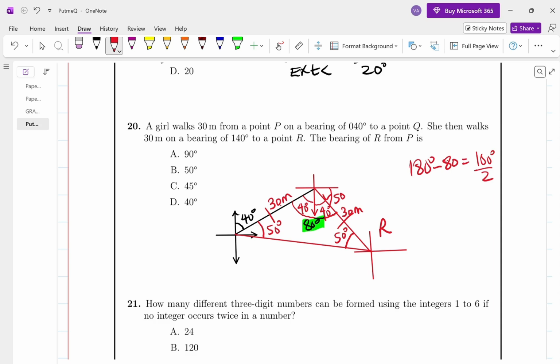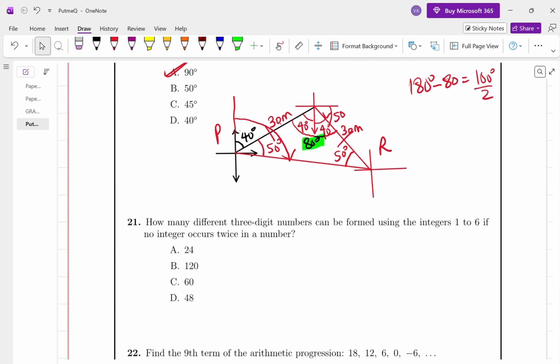Next, 50, 50. It says the bearing of R from P. So this is our P. You're going to count from the north till you meet the line that goes to R. So that covers 40 degrees and 50 degrees. When you sum this up, you should get 90. So that's the answer to that very question. Okay. Next one.